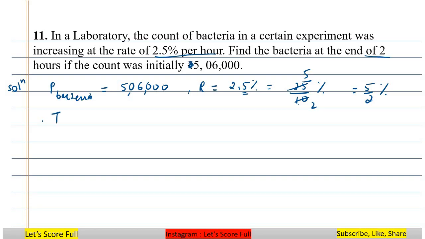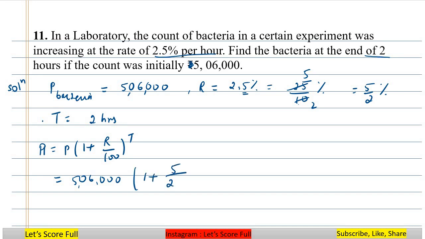So time is how much given? It is given 2 hours. And they are asking the population after 2 hours. So amount is equal to principal, the same formula, 1 plus R by 100 raised to T. Here the initial population is 5 lakhs and then 6,000. Rate of interest, we got that into fraction, 5/2, and then there is 100, and time period is 2.